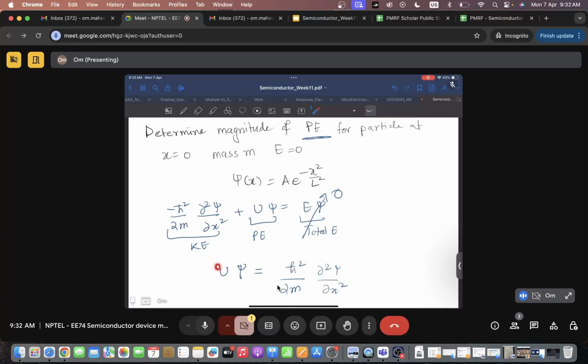This is not del, this is U of psi, right? This is potential energy. This is what we have to find. So if total energy is zero, that means your potential energy should be negative of KE, right? That is what we have done here.